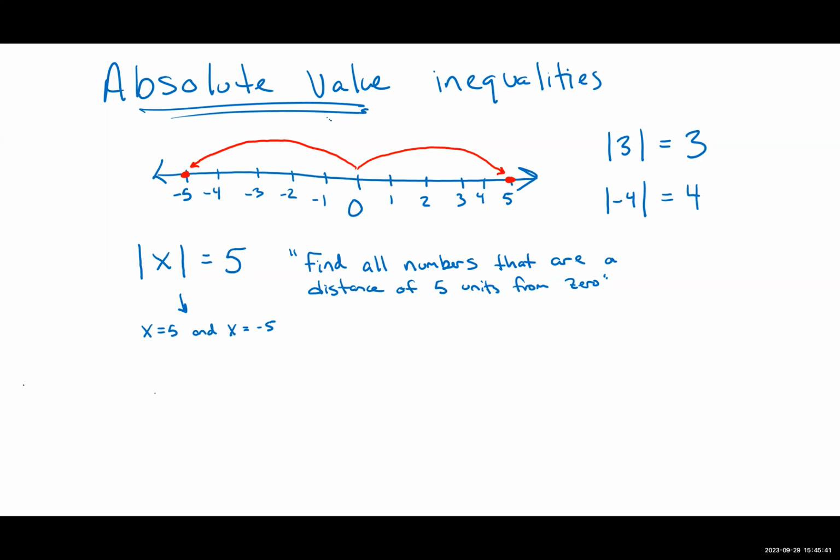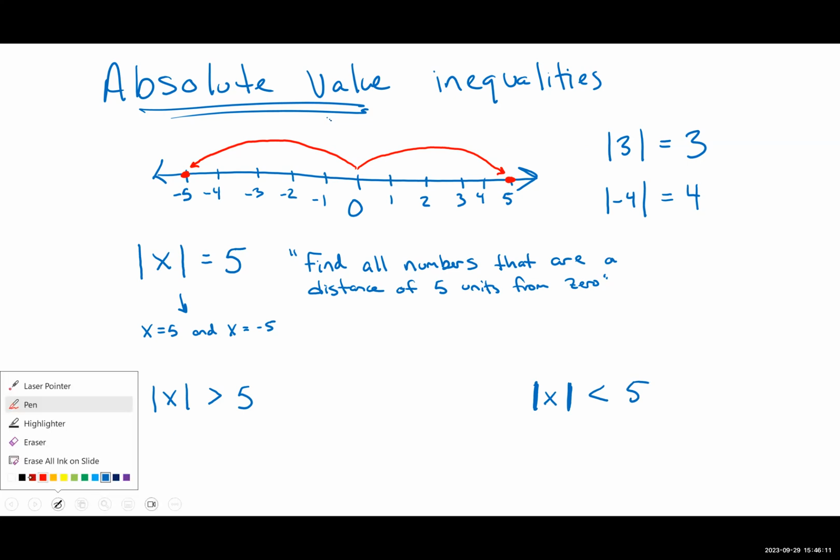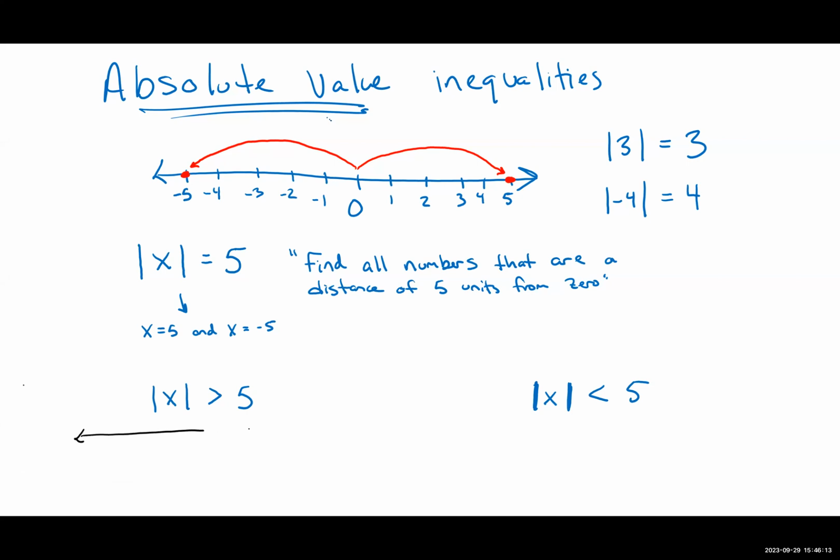Well, there's two types. There's greater than and there's less than. Right? With an equal sign, there's only one version, equal 5. But with inequality symbols, we could have a less than or a greater than. So I have greater than on the left, less than on the right. Now, what does this look like on the number line? This is going to tell us what to do when we're solving inequalities.